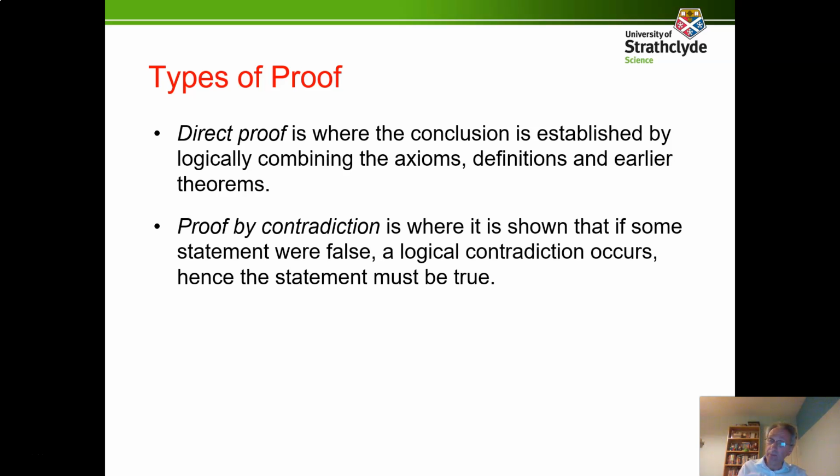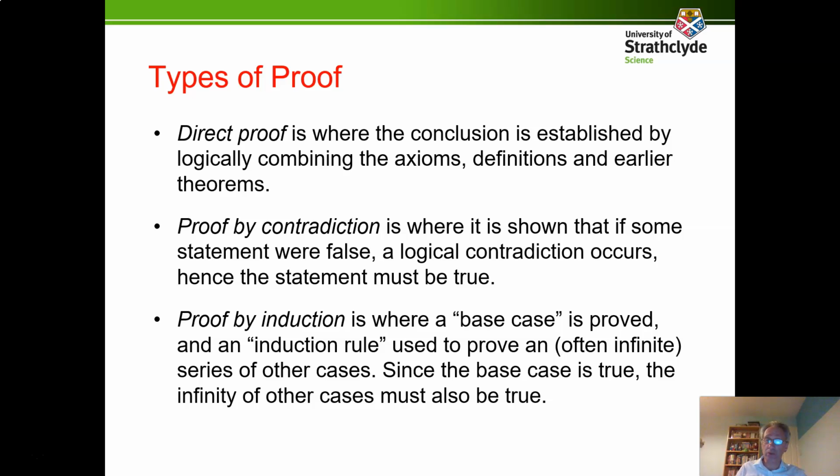The second one is proof by contradiction. That's what we do here: we take the statement that we want to prove and we assume the opposite. We assume that the statement is false and we see where that leads us. If we get to a logical contradiction, like 1 equals 2 or something like that, then we know that the statement must be true, because proving things from a false statement will lead to a logical contradiction.